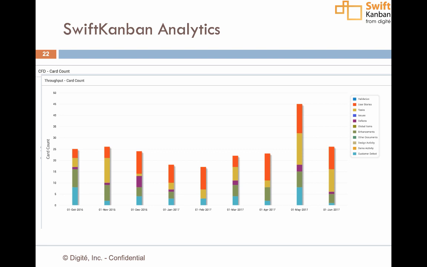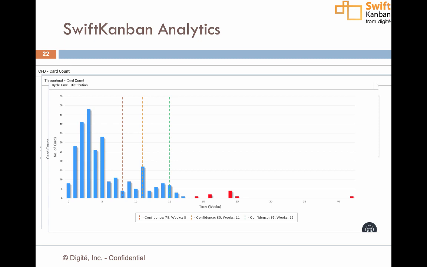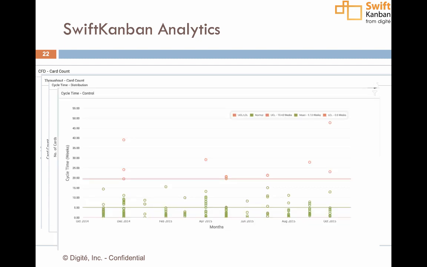We have, of course, the throughput or the velocity chart that tells you how your teams have delivered over a certain amount of time or across several releases and sprints. We have a new lead time distribution chart that helps you better understand your overall capability and have realistic SLAs set up for committing to your customers. The control chart helps you understand what your overall distribution of cycle time is.